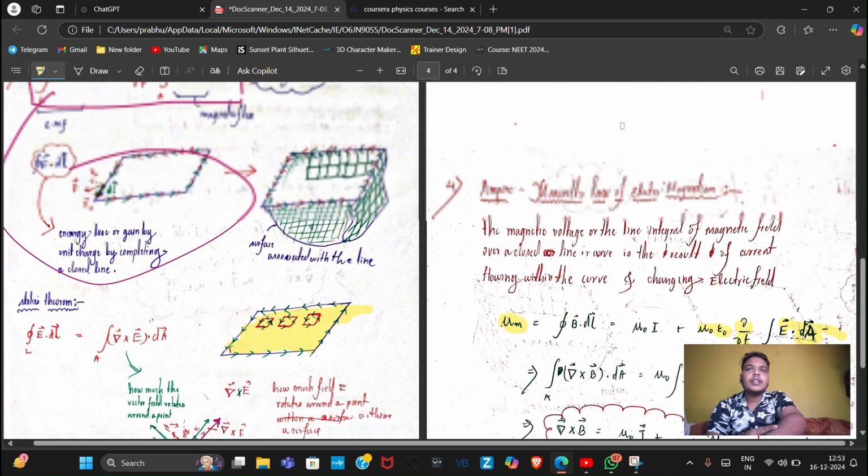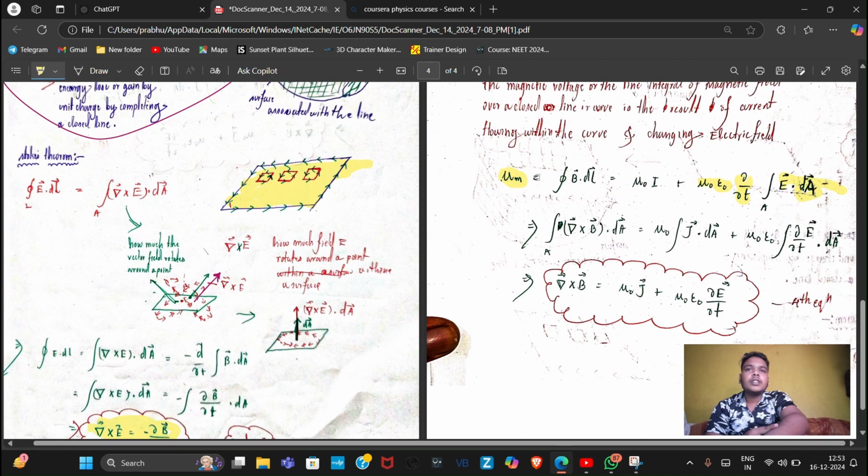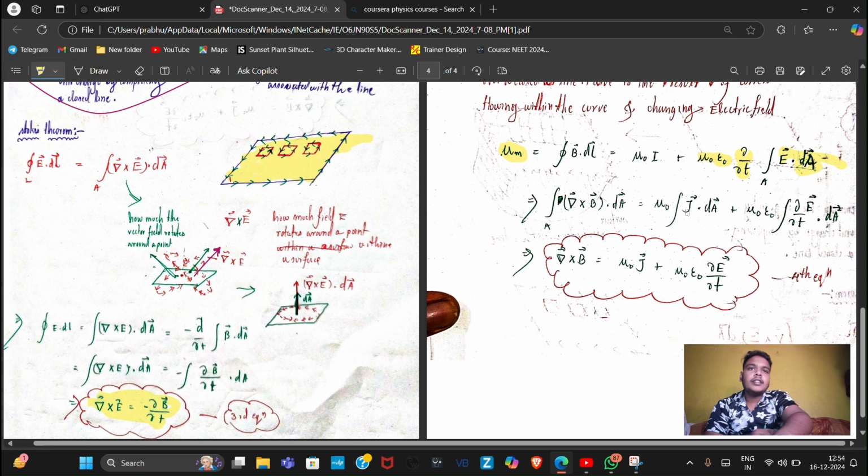So here you can see the statement is something like this. This is our magnetic voltage, and the magnetic voltage can also be written in mathematical form like this: the closed loop integral of B dot dl is equal to mu naught I enclosed plus mu naught epsilon naught into dou by dou t of the surface integral of E dot dA. Okay, now as you know, I is nothing but the surface integral of current density J dot dA.